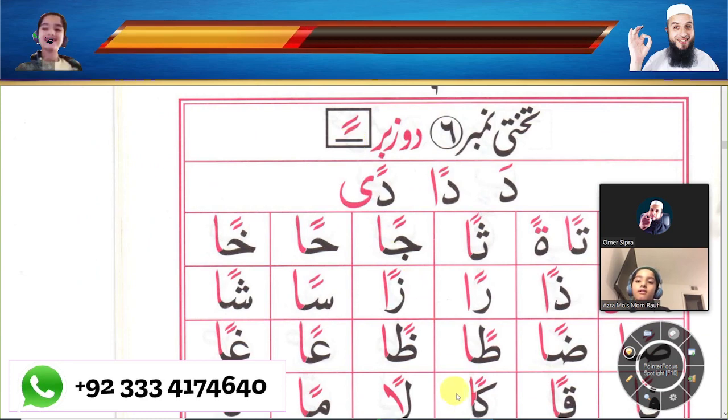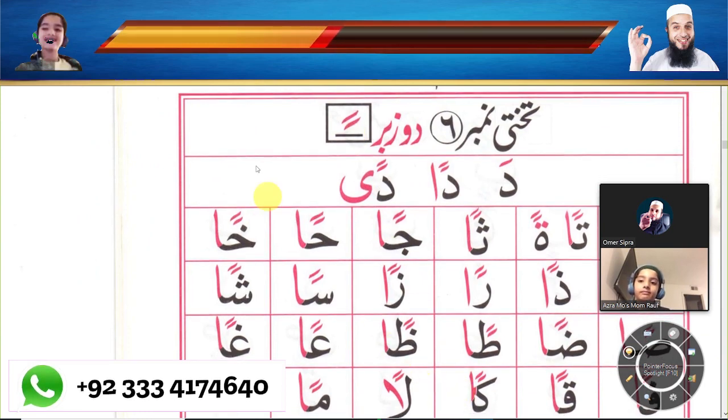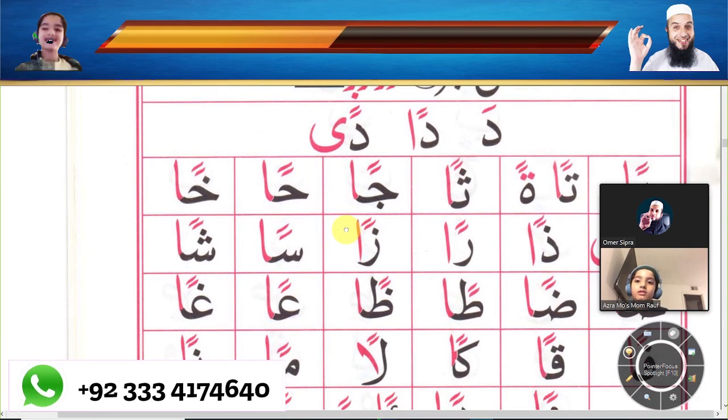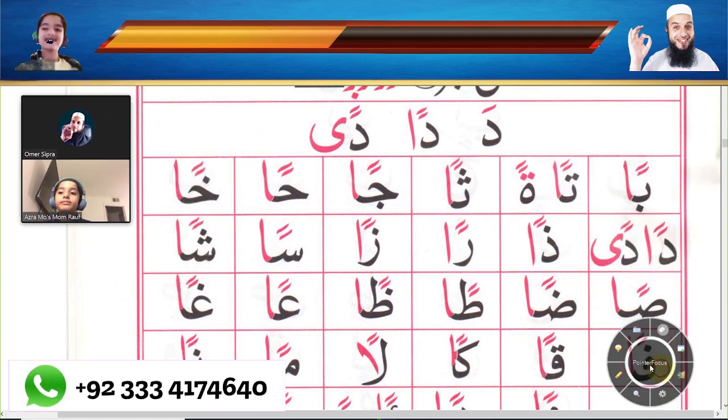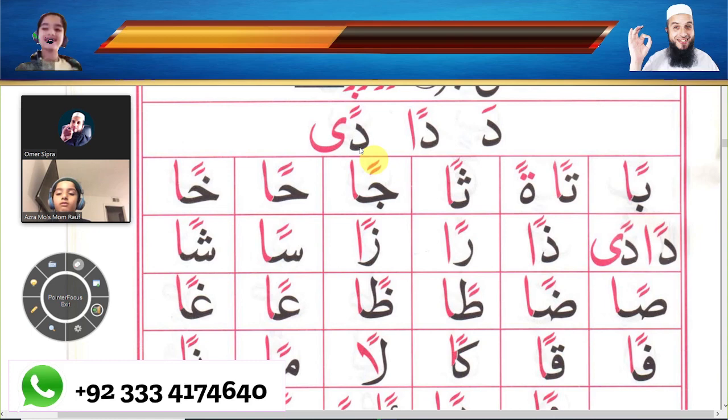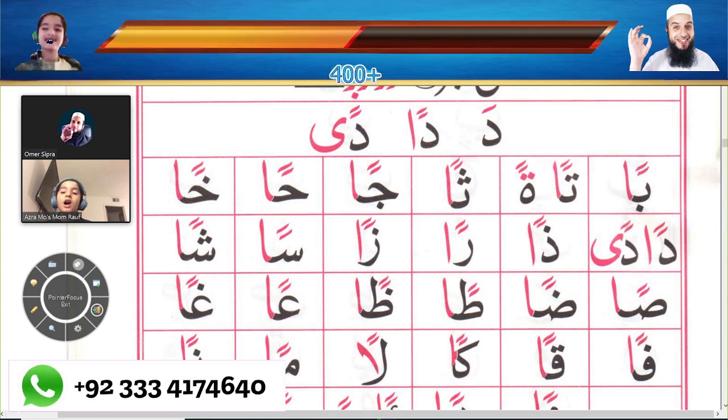MashaAllah. Today we will be learning about two Zabr or double Zabr, whatever you prefer to say. We can say both ways. Which sign is it? Double Zabr. What's the sound of double Zabr? The sound of double Zabr is un. Brilliant, good job. You are a genius.